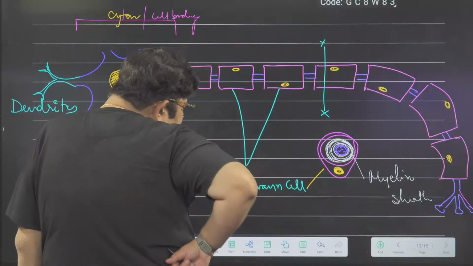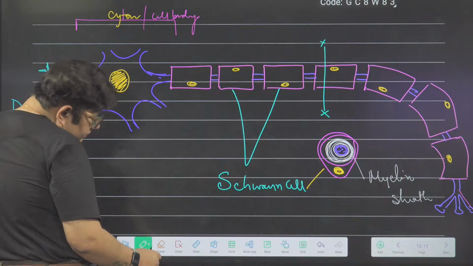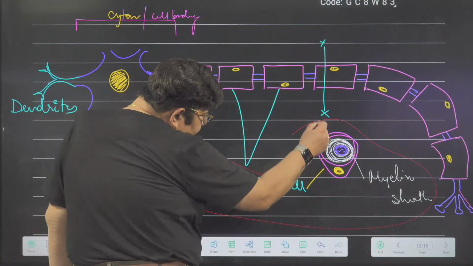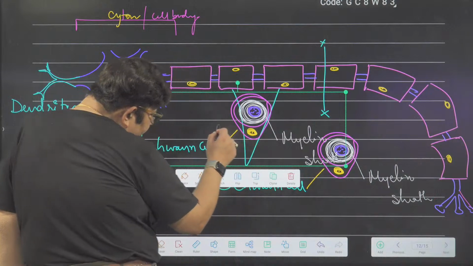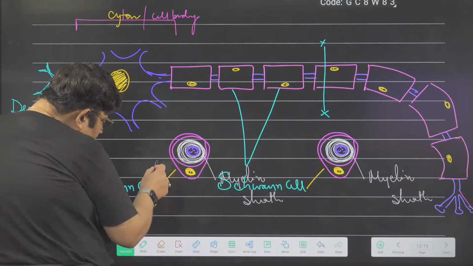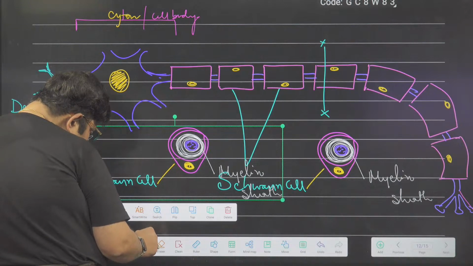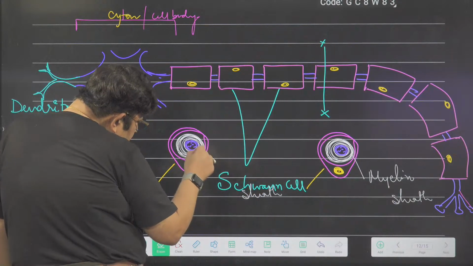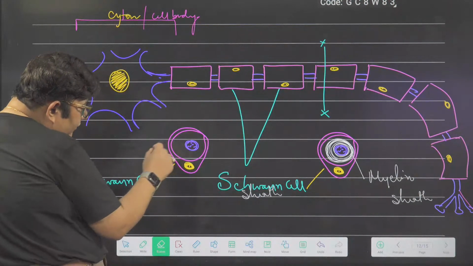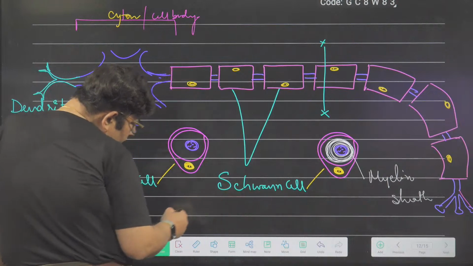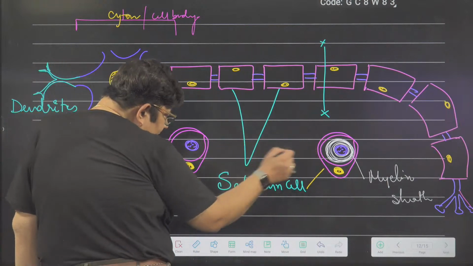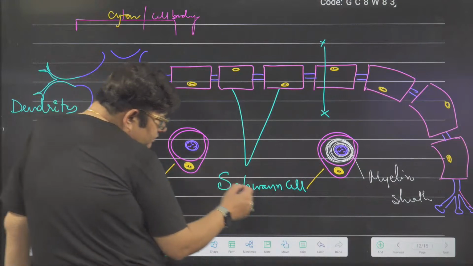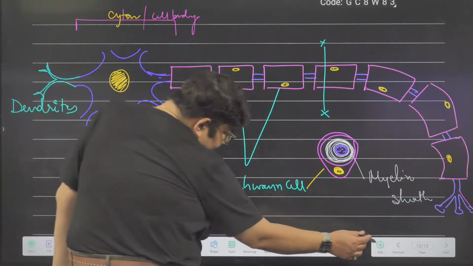Myelin sheath. This is a myelin sheath. But it is not necessary that the myelin sheath is always around. What is necessary is the Schwann cell around. I mean to say that there are certain cells where you have the Schwann cell but you don't have the myelin sheath, which don't have the myelin sheath. We can call them unmyelinated. These are myelinated, and these are non-myelinated.